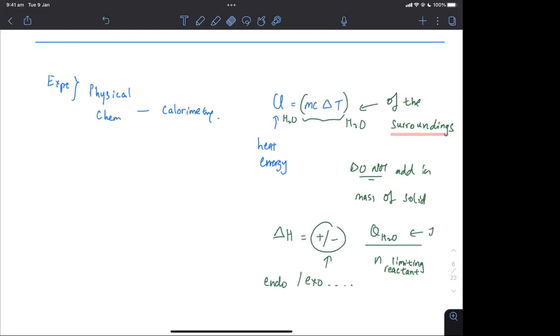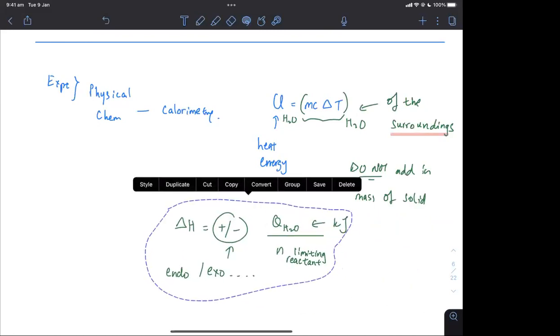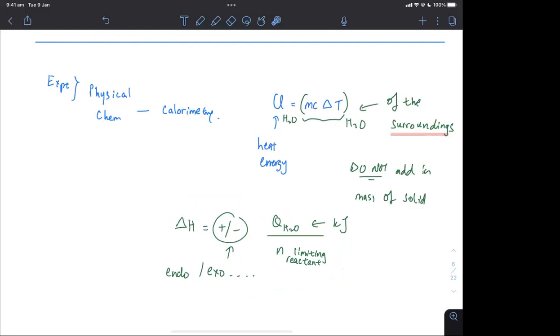Usually they will ask you to convert the joule into kilojoule. Sometimes they don't mention it, they just say calculate the energy. Then it's in joule, but then they say give the enthalpy change in kilojoule per mole. So you have to remember joule to kilojoule has to be divided by 1,000, and it's something you have to keep in mind.